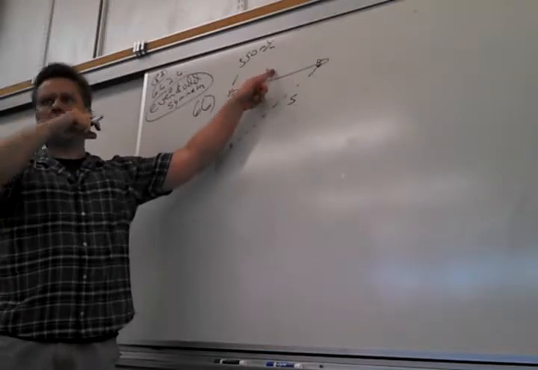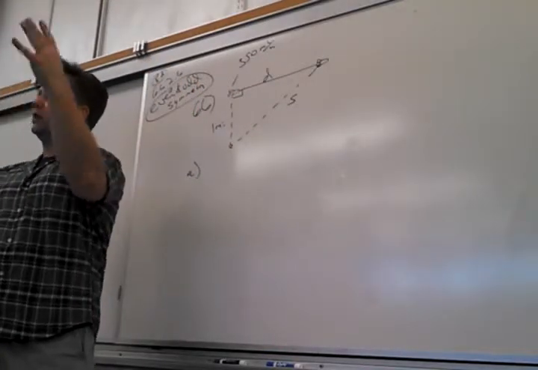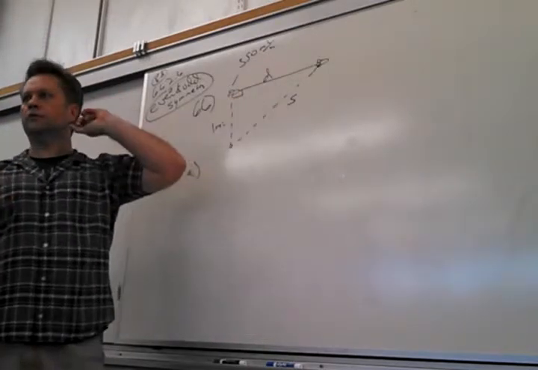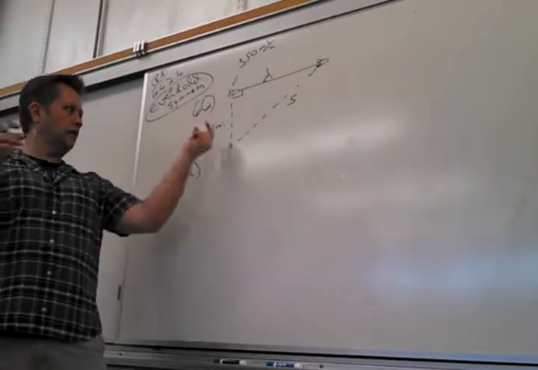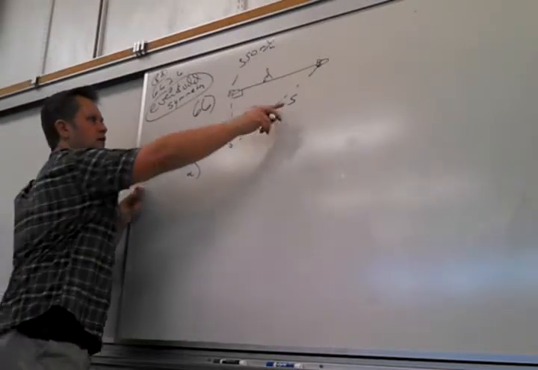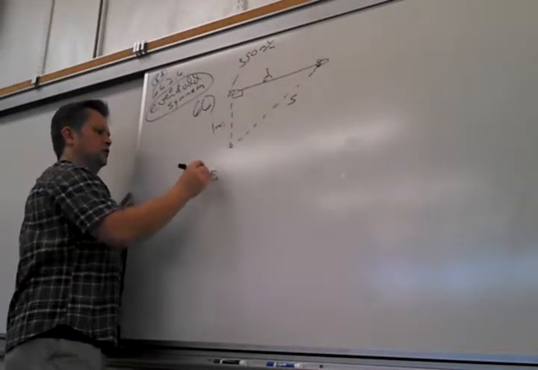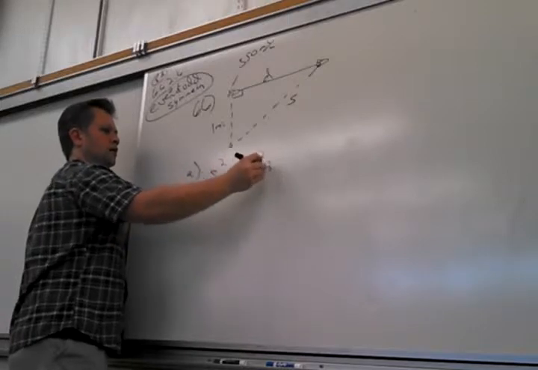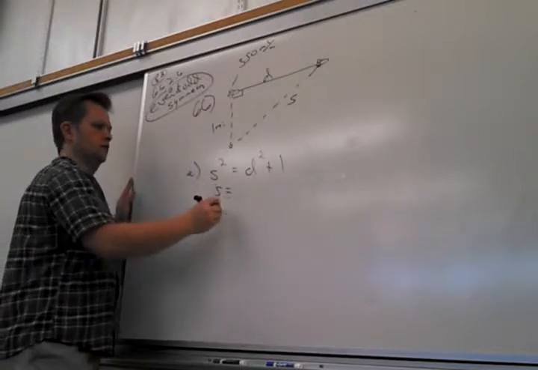S is a function of D. So another way to think about the word function is there's a relationship between two variables. So what is the relationship between these two variables? Yeah, it's the Pythagorean Theorem. They're in a triangle. This is a number here, thank God. So which one's the hypotenuse? Good. So I get S squared equals D squared plus 1 squared, which is 1. Kick ass.